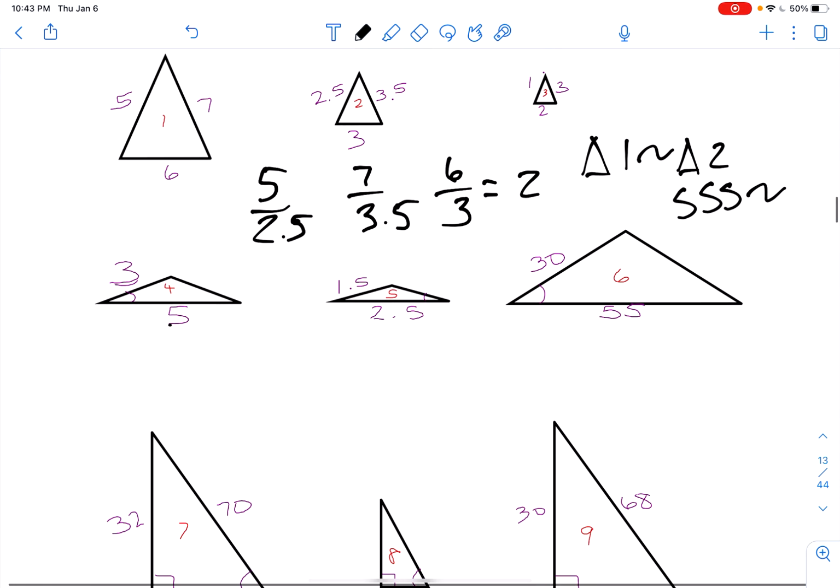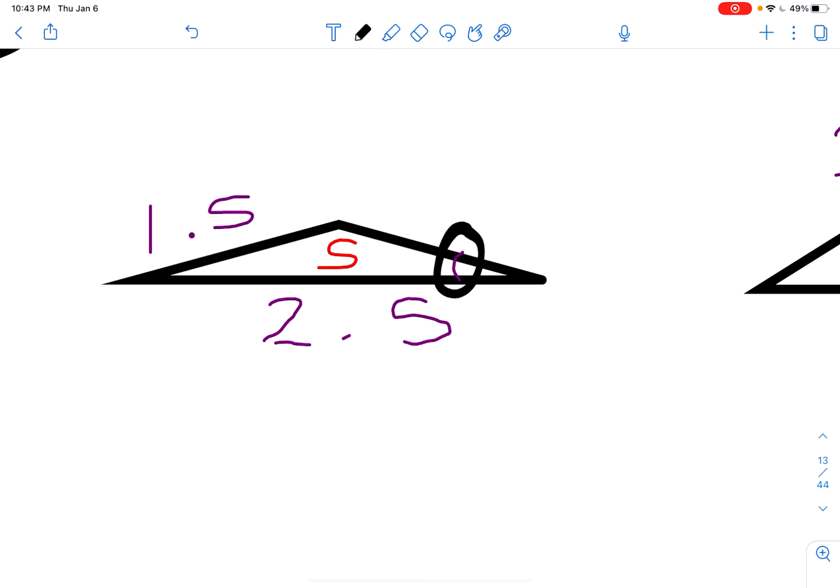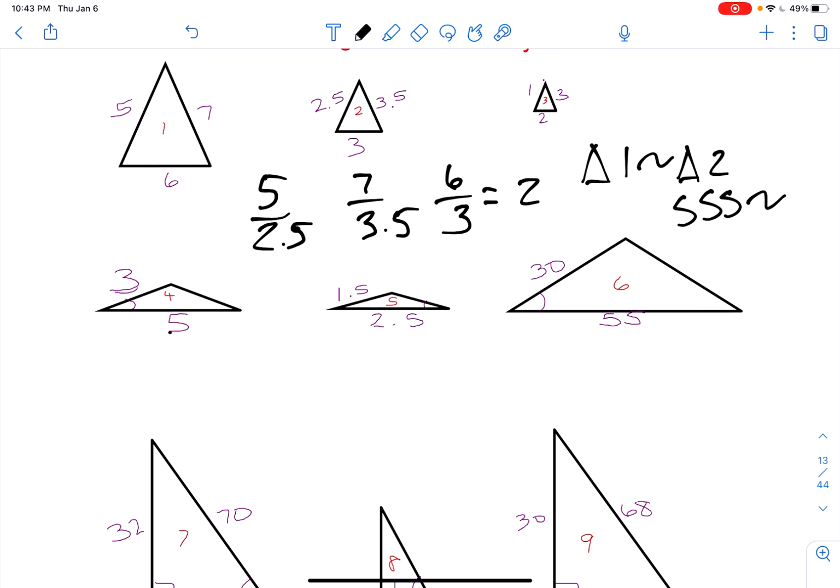Okay, this one. Looks like we have an angle involved. So side, angle, side, it looks like side, oh wait. Notice the angle is not between the two sides. So if any two triangles are similar, it's going to be side angle side here and side angle side here. Well, it's 3 to 30, the same thing as 5 to 55.